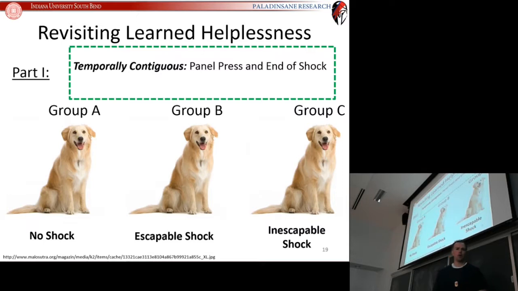All right, so panel press and the end of the shock were temporally contiguous, and I won't torture you with this one because we don't know what was spatially contiguous, right?